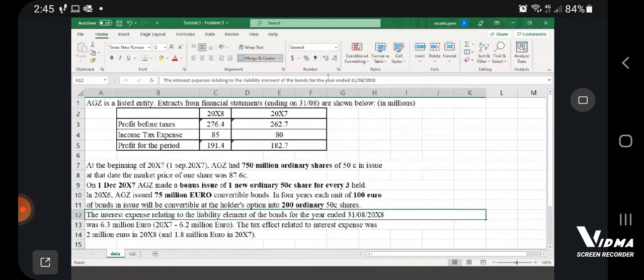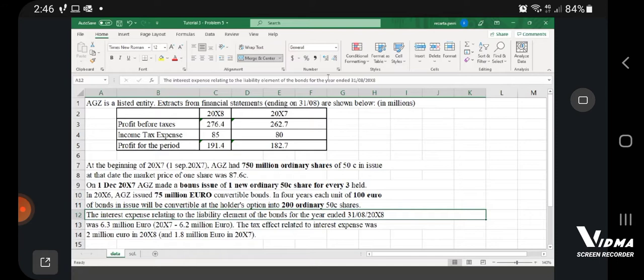And that's fair because the face value, the par value of one share is 50 cents. And that means that if I have a loan of 100 euro, I will convert that to an amount of 200 shares. Okay. Then we also have this information.